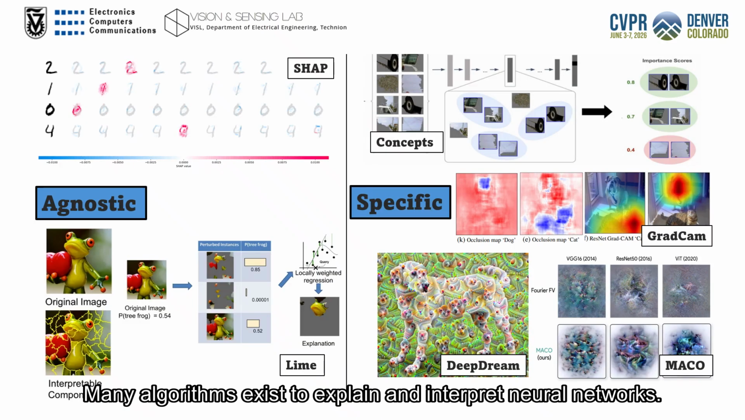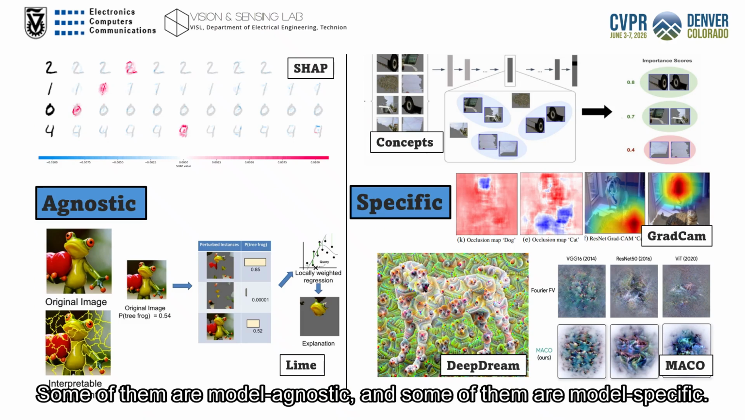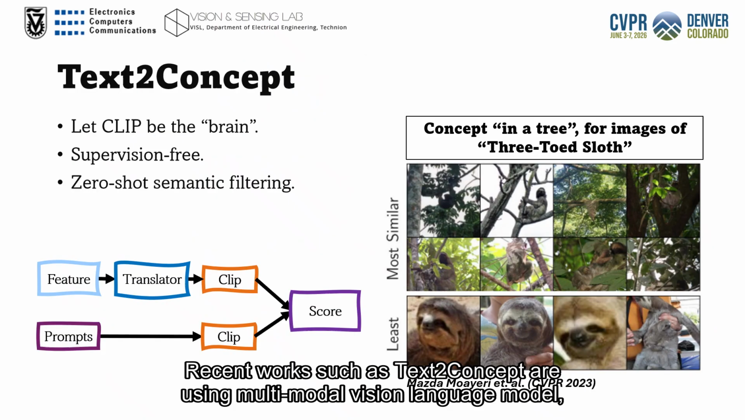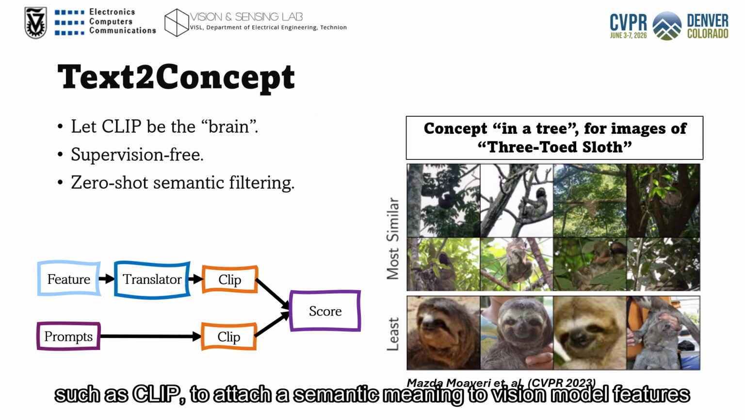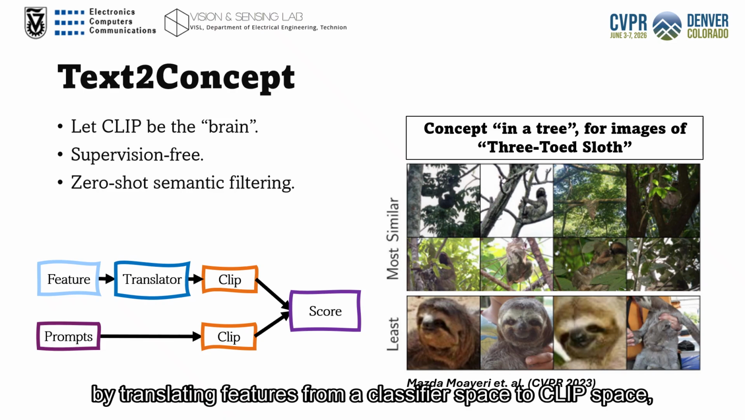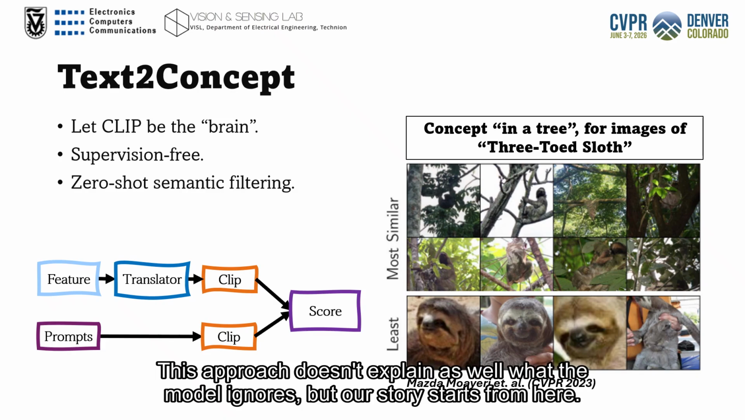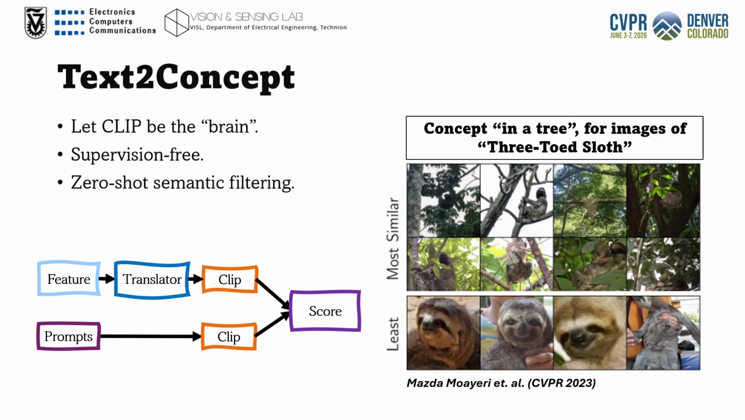Many algorithms exist to explain and interpret neural networks. Some of them are model agnostic, and some of them are model specific. Nevertheless, all of these methods have difficulties explaining what a model ignores. Recent work, such as Text-to-Concept, uses multimodal vision-language models, such as CLIP, to attach a semantic meaning to vision model features by translating features from a classifier space to CLIP space and scoring them against concept text embeddings. This approach doesn't explain well what the model ignores, but our story starts from here.